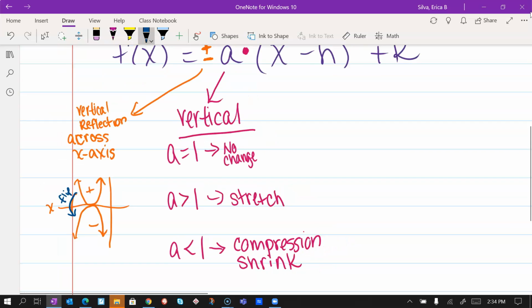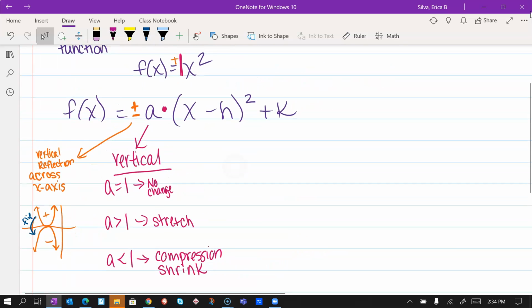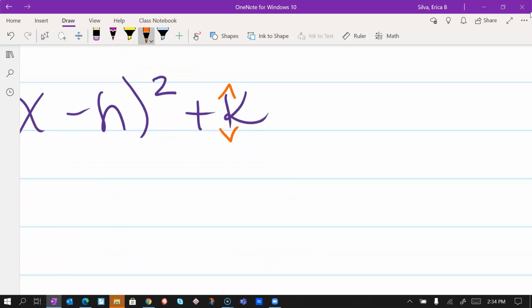All right, now let's look at the other vertical change, which is my K. And that K is a vertical shift. And it's either going to go up or it's going to go down. So if it's a plus K, that means it's shifting up. And if it's a minus K, that means it's shifting down.